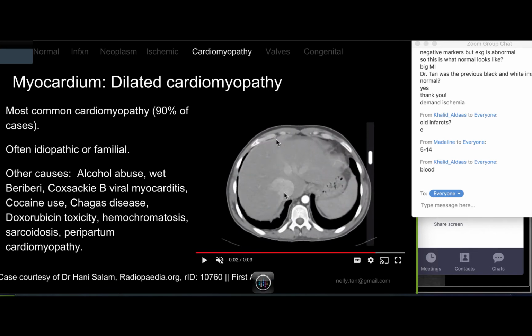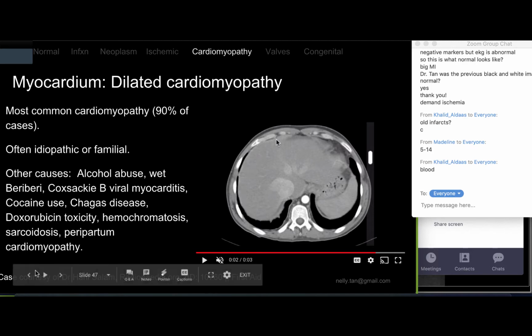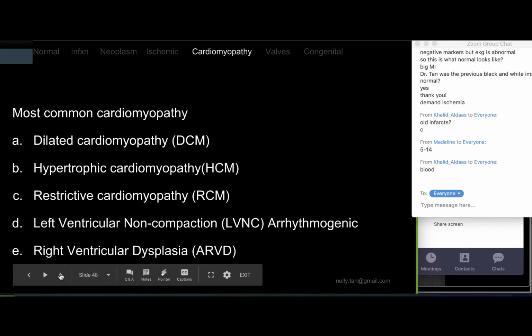Here you see a ginormous hepatic vein and IVC, so there's right heart failure, and the liver becomes very big, and there's backup of flow. As a result you get cardiac hepatopathy, which can lead to liver failure. The most common cause of cardiomyopathy is dilated cardiomyopathy.